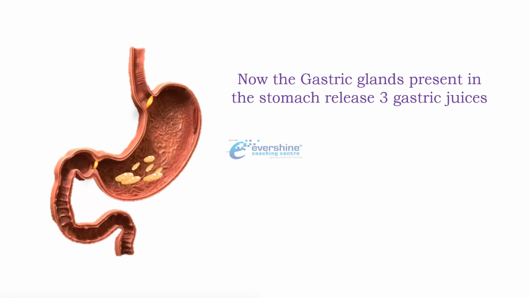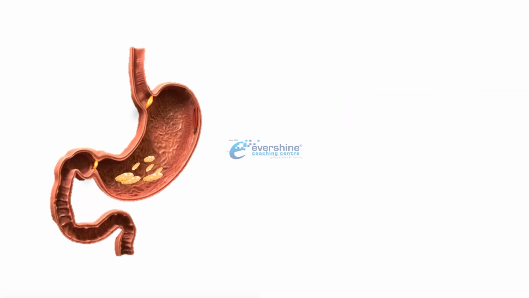Now in the stomach we have three gastric juices. We have gastric glands. In our previous modules we have discussed different types of digestive glands, remember? Yes. Now this will come into action. The gastric glands present in the stomach release three gastric juices. Which are those? The first gastric juice is HCl.